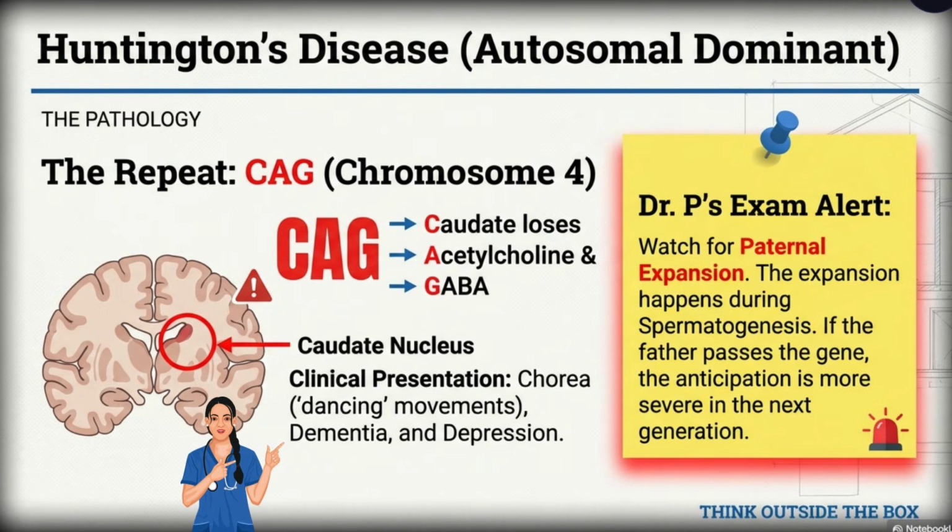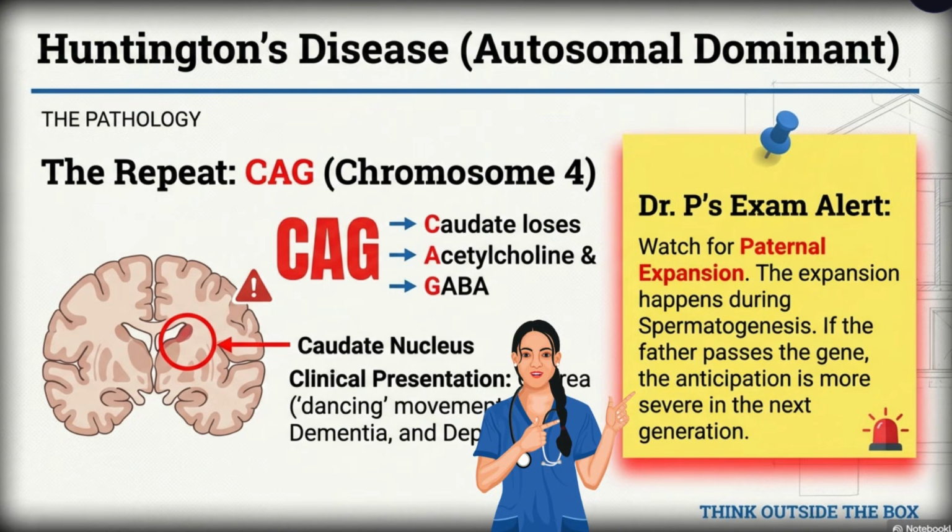Clinical integration with medicine and neurology. There is chorea or dancing movements, dementia, and depression. The expansion happens during spermatogenesis, which is paternal expansion. So if the dad passes it, the anticipation is worse.